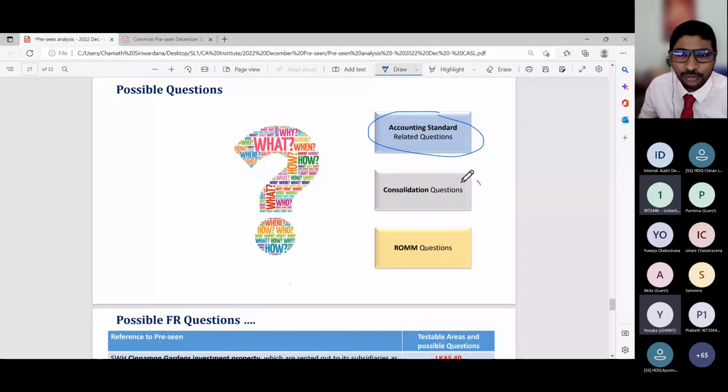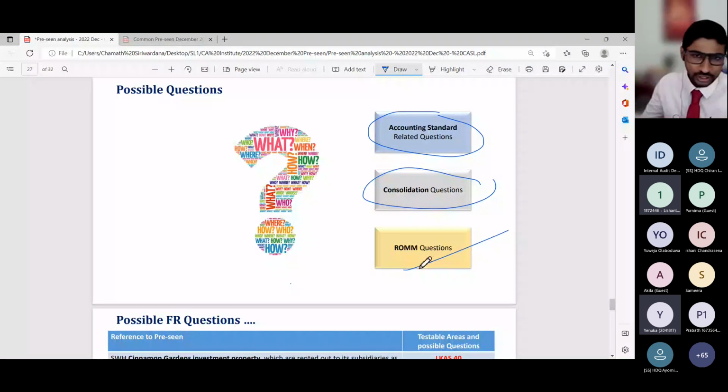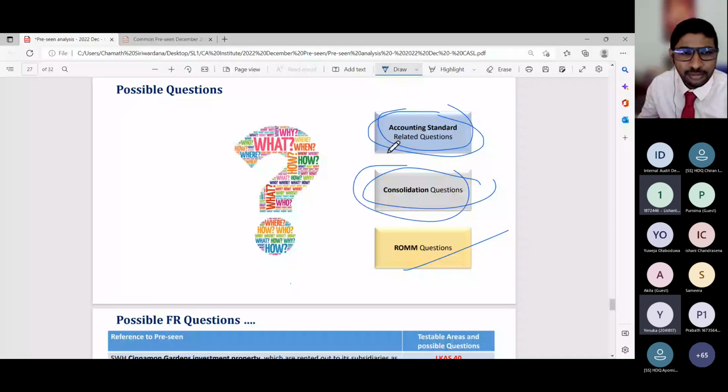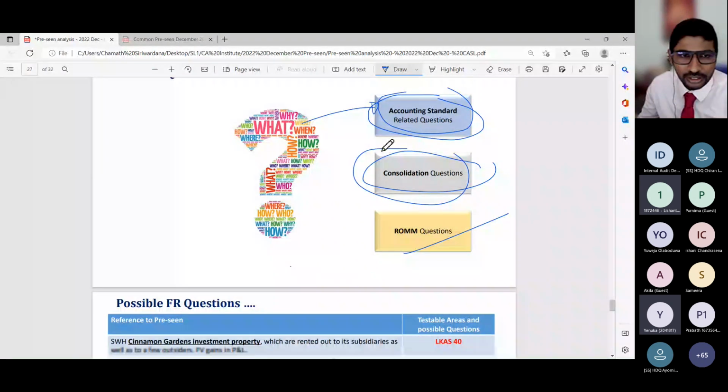So what might be the questions coming from accounting standards? I am going to take you through this table. It says in the pre-seen, SWH Cinnamon Gardens investment property. So the holding company has a Cinnamon Gardens investment property.